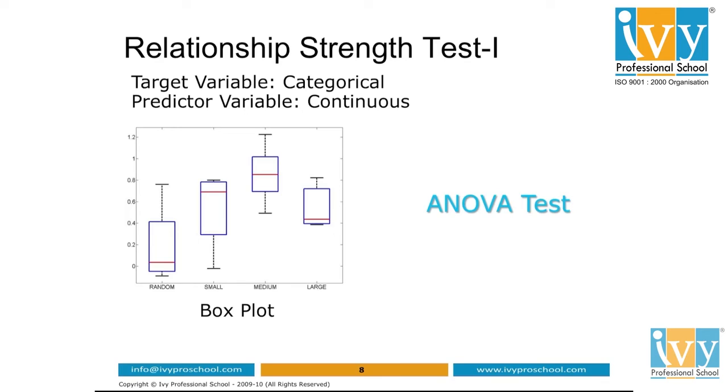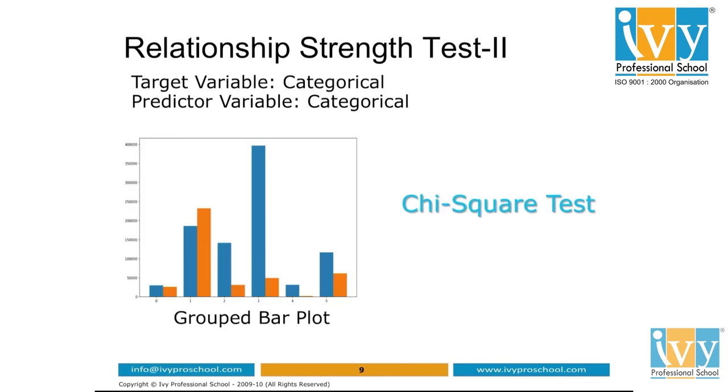Like the previous slide, the visual plot is called a box plot and the statistical test is called the ANOVA test. And lastly, when the target variable or the dependent variable is categorical in nature and the predictor variable or independent variables are categorical in nature, the visual plot used to display the relationship strength is called the grouped bar plot, and the statistical test for the same is called the chi-square test or Pearson's chi-square test. This is all that you need to understand the concept of EDA from the basic and fundamental level.